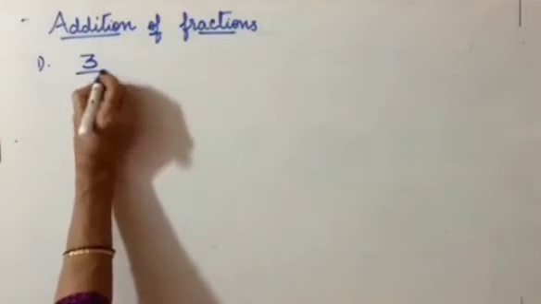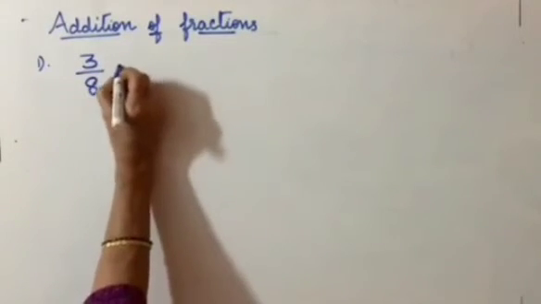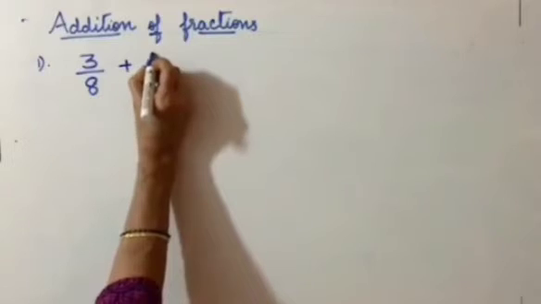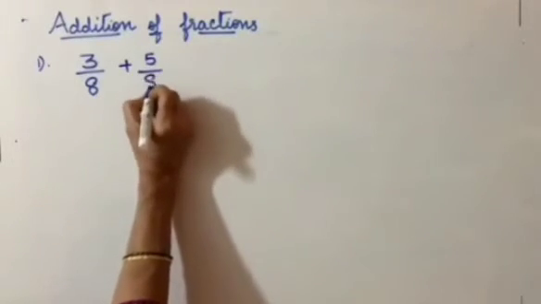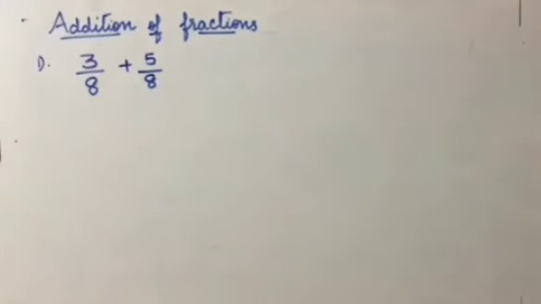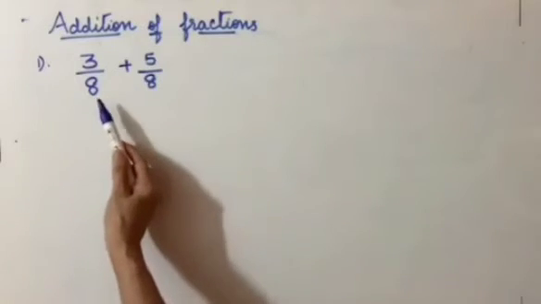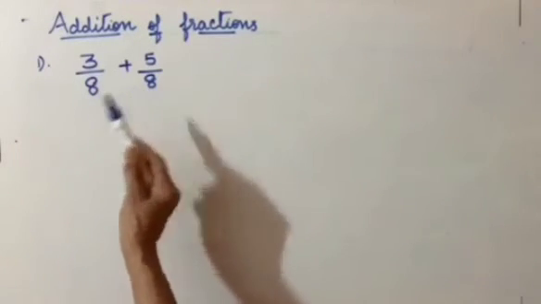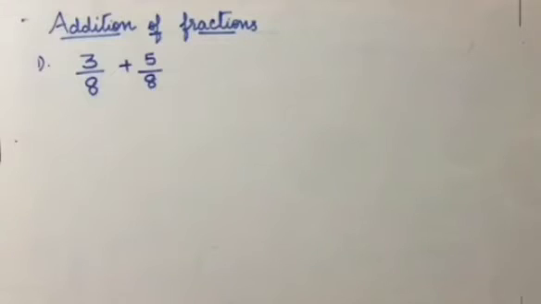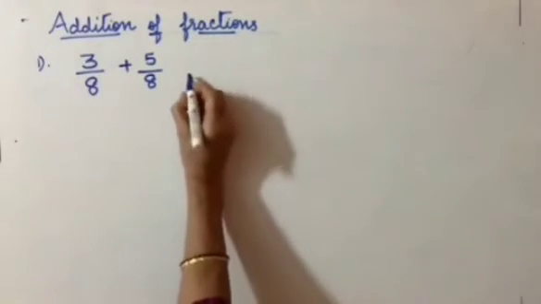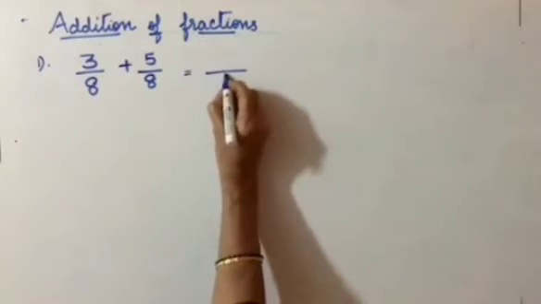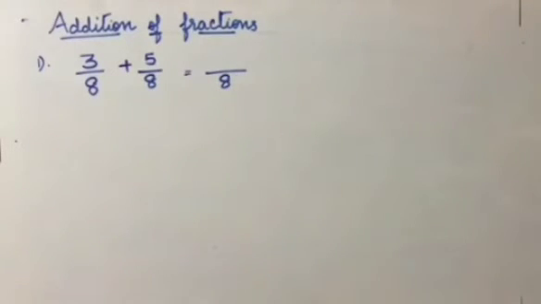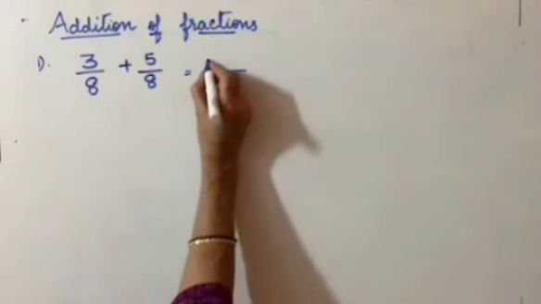I've taken a simple example: 3 by 8 plus 5 by 8. So what should you check in the first step? Your first step is to check if the denominators are equal. As you all can see, both the fractions have 8 as the common denominator. So I can write the common denominator as 8 for both the fractions and then add the numerators like this.